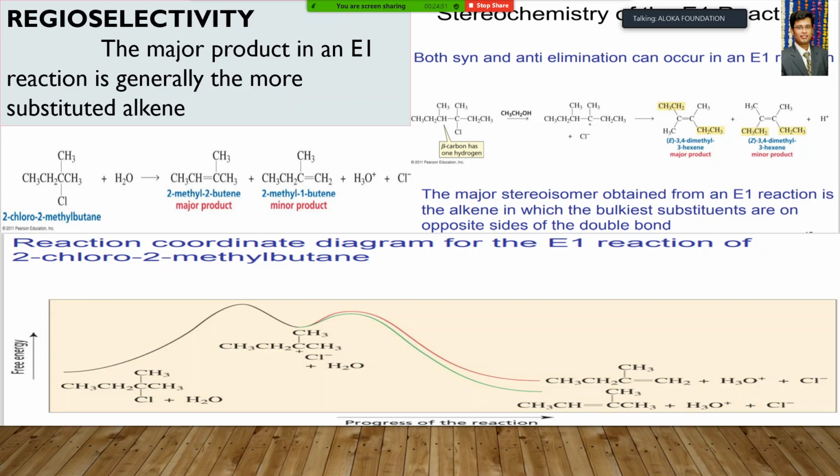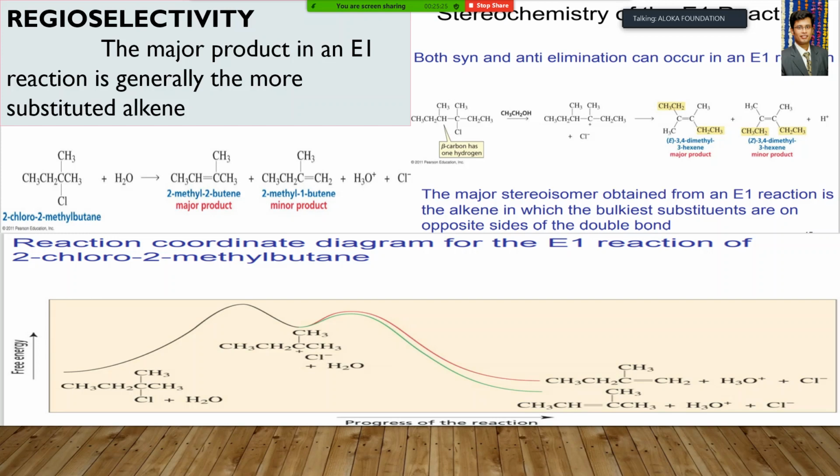Why? Because if you see, in the case of 2-methyl-2-butene, your alkene is more substituted, whereas in the case of 2-methyl-1-butene, your alkene is less substituted. So that's why it is regioselective. It will rearrange to give a stable alkene. So that's why it is called the E1 reaction. It is called regioselective, where the more substituted alkene is favored over the less substituted alkenes.